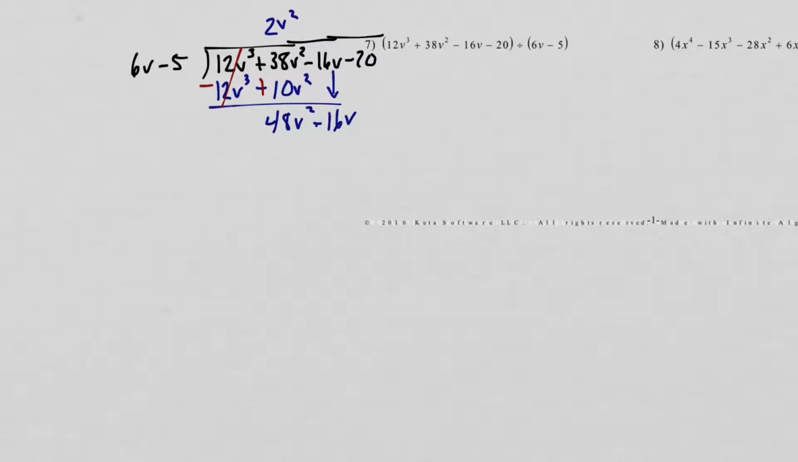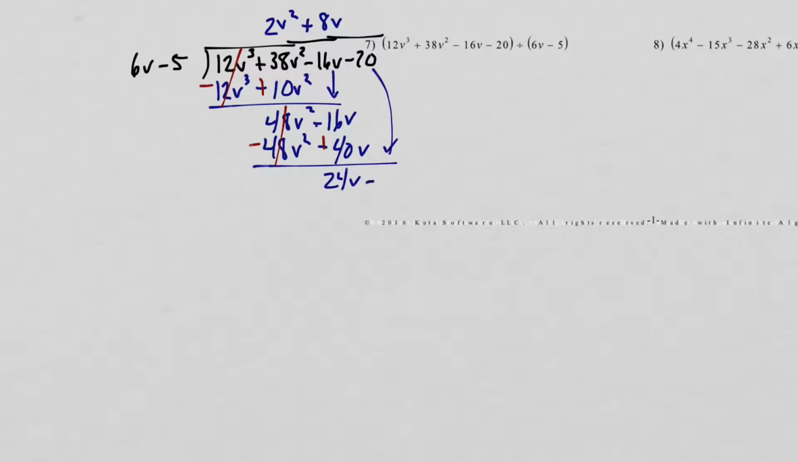So we need a 48. So 6v times some value to equal 48 is going to be an 8v. 8 times 6 is 48v to the second. 8 times negative 5 is negative 40v. Again, we're going to change our signs. 48's cross out. We're going to combine these two by taking positive 40 and the negative 16, and that's going to give us a 24v.